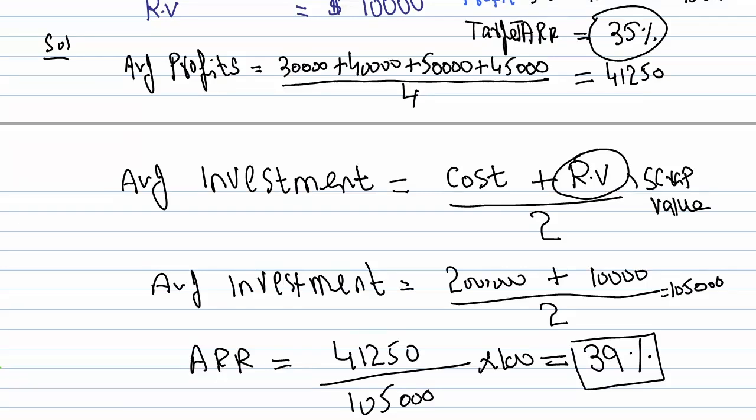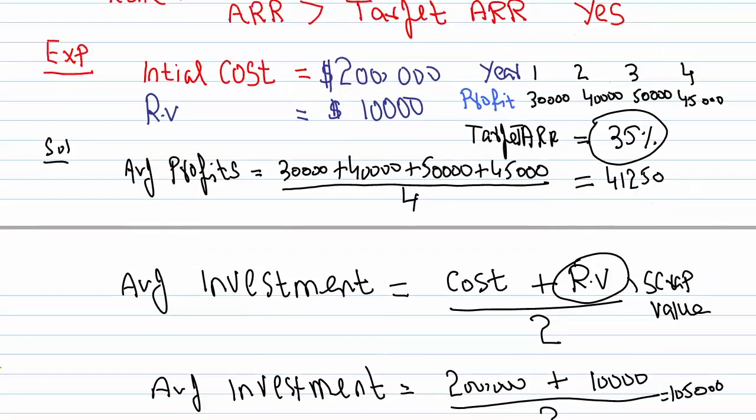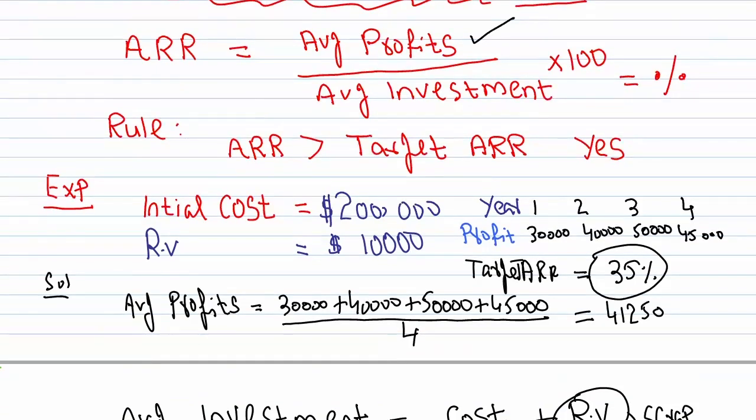You got the concept about the accounting rate of return for investment appraisal. In accounting rate of return, we take average profits divided by average investment into 100. If accounting rate of return is greater than target, we will accept the project. We will do the project.